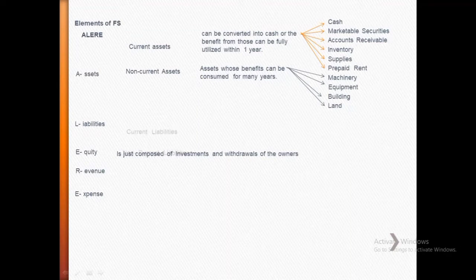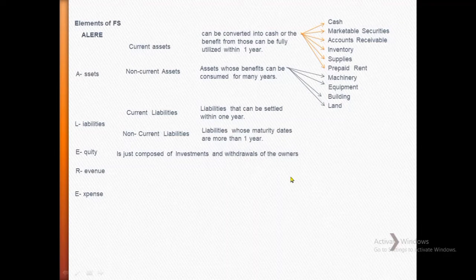These are also classified as current and non-current liabilities. So let's have their simple definitions. Current liabilities are liabilities that can be settled within 1 year, and non-current liabilities are those whose maturity dates are more than 1 year. So we have examples of current liability, and one of them is the accounts payable.